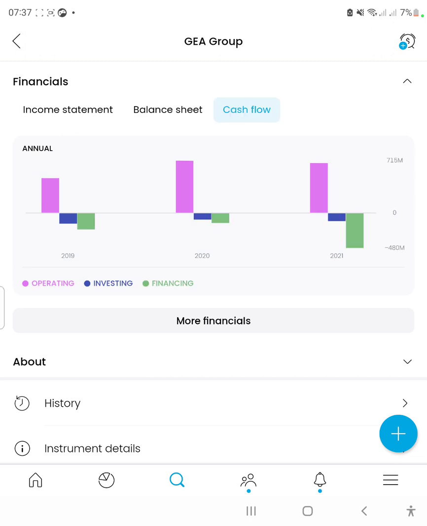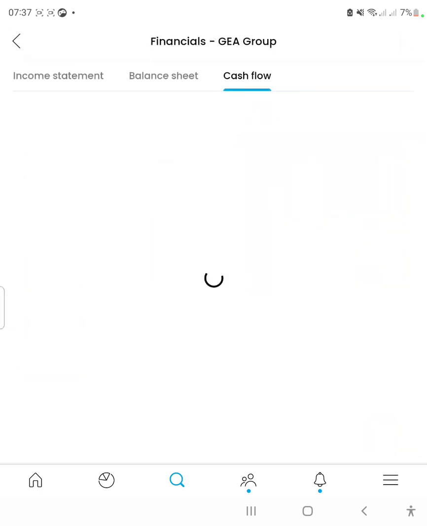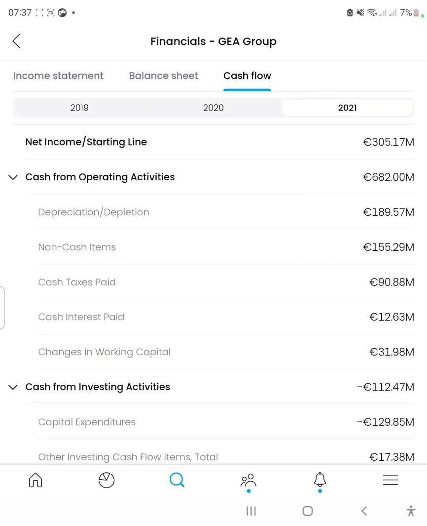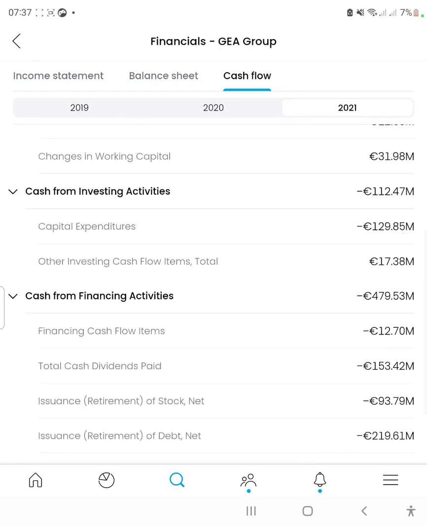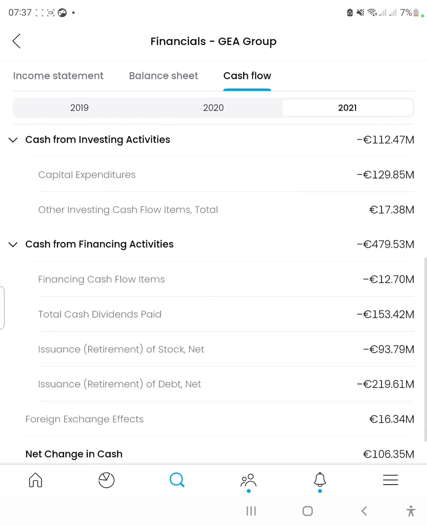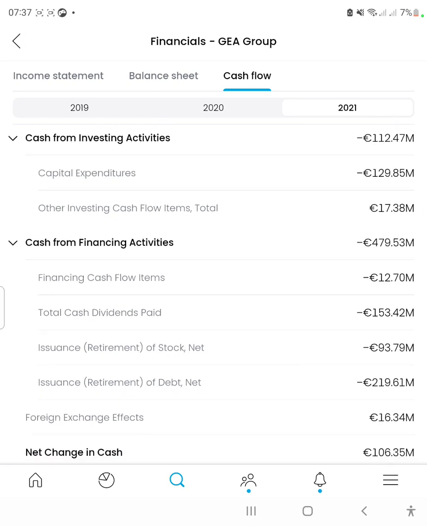So let's get into the last of the financial statements, that being the cash flow statement. So we can see how the company manages its cash and how it manages to generate cash. So the company started off with a net income of 305 million euros in the 2021 financial year. It had operating income of 682 million euros, and it managed to spend 112 million euros on capital expenditures and other cash flow items, the majority of which went to capital expenditures, and from the minority of which the company managed to generate 17 million euros in cash from other cash flow items.